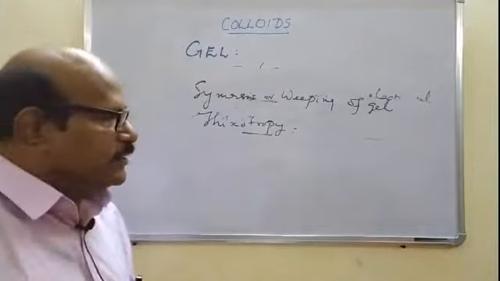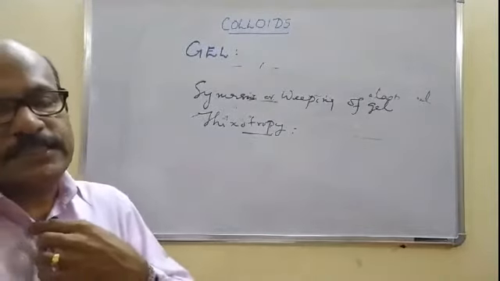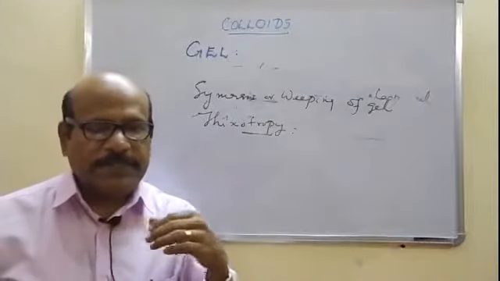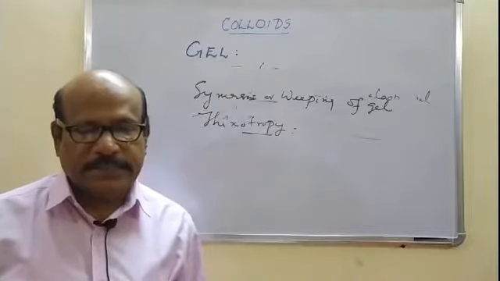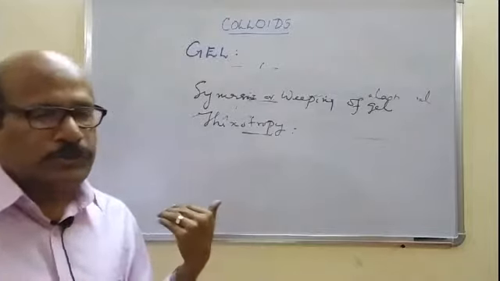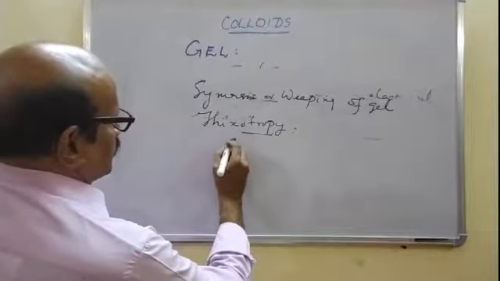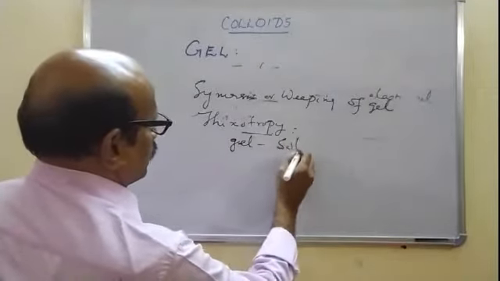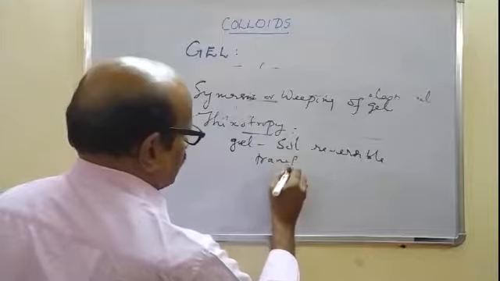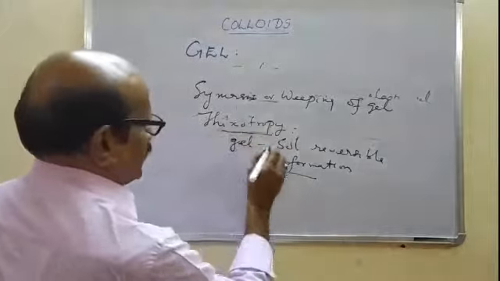This sol-gel transformation is called thixotropy. That is characteristic of elastic gel. So when most elastic gels are shaken vigorously, they are converted to a solid. But when kept aside, what happens? It again reverts back to the gel. This sol-gel reversible transformation is known as thixotropy.